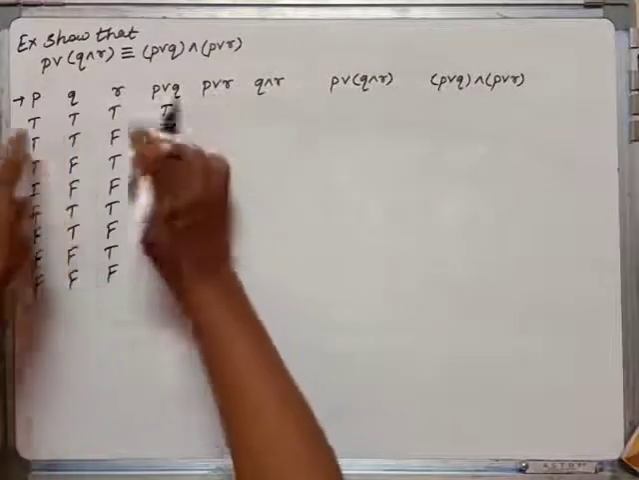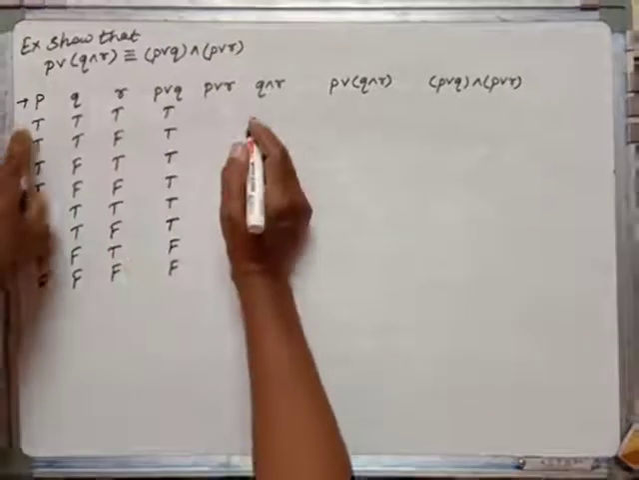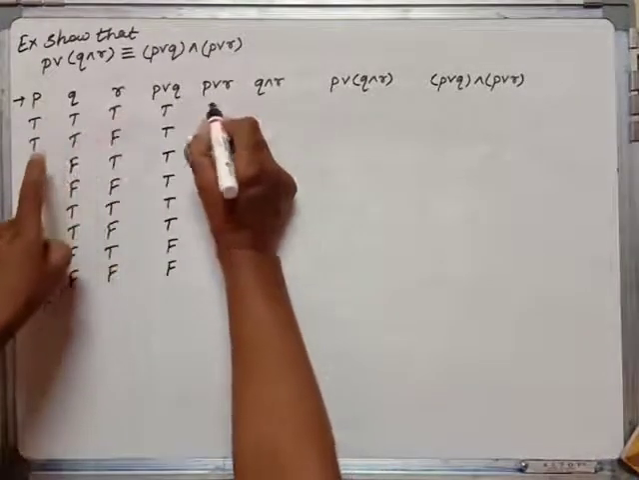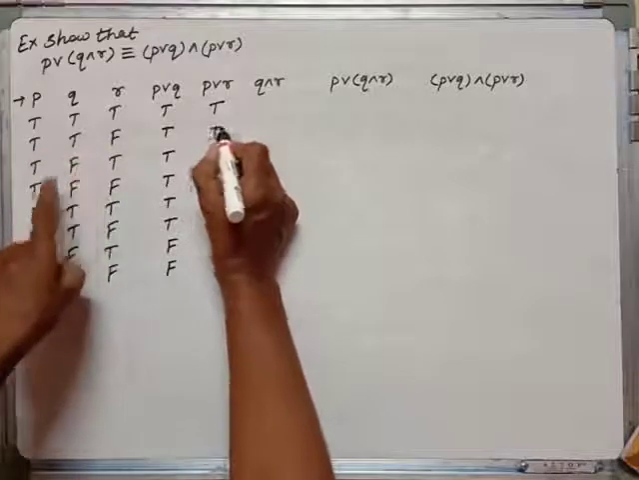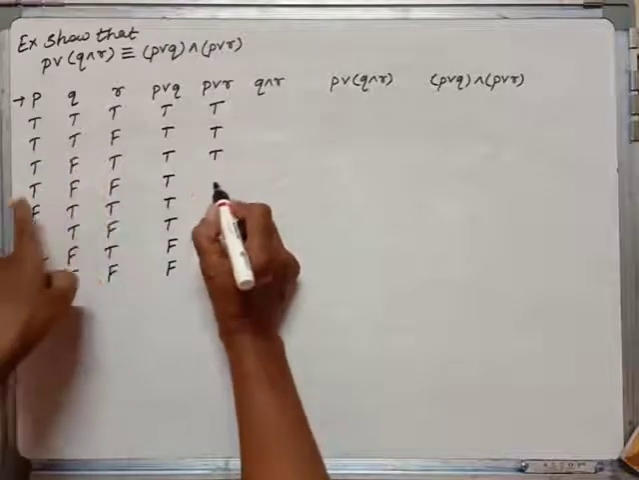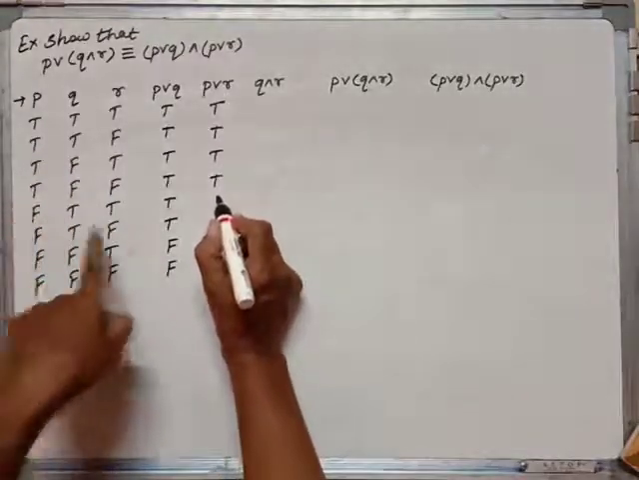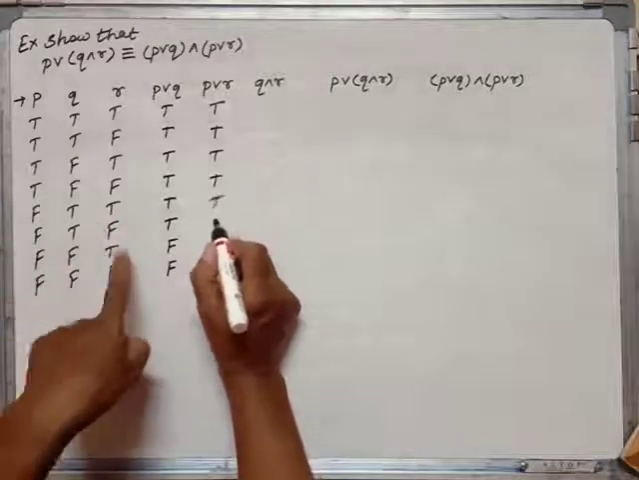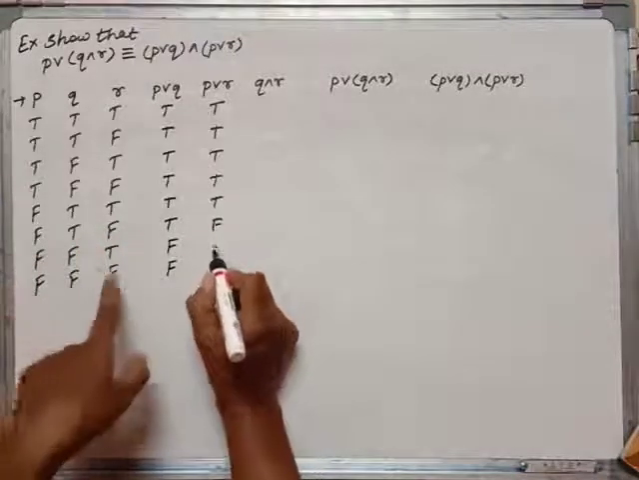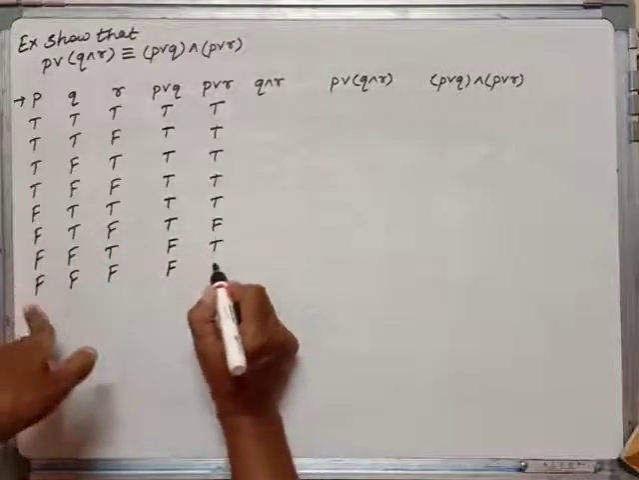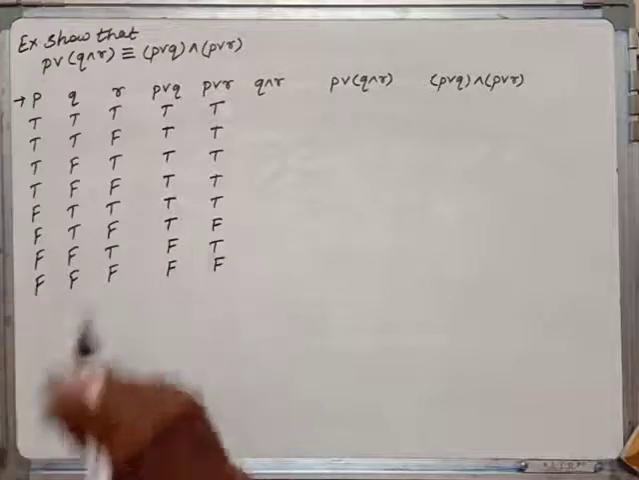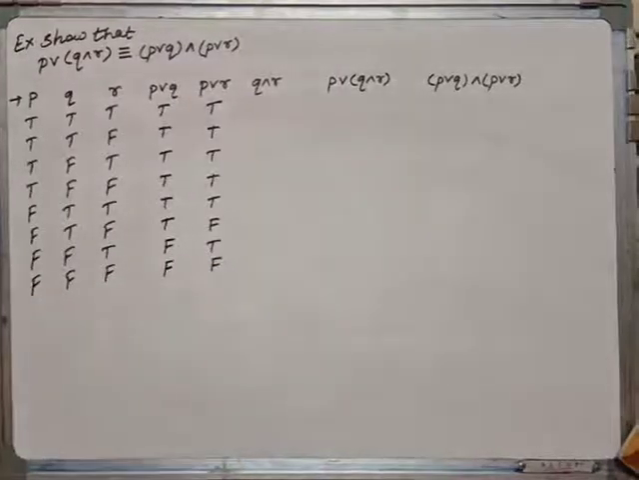Now P or R. So look at the first and third. True, true will be true. True, false, true, true, true, true, true, false, true, false, true, true, false, false, false, false, true, true, and false, false, false. Okay.